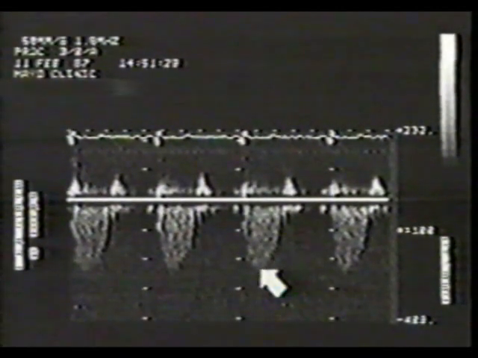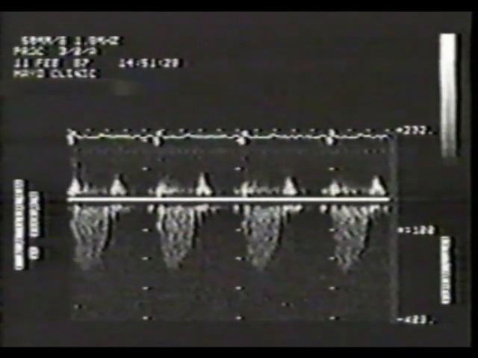The peak velocity of this signal is 2.2 meters per second. As will be discussed in a later tape, this tricuspid regurgitant velocity is utilized for determination of right ventricular systolic pressure.